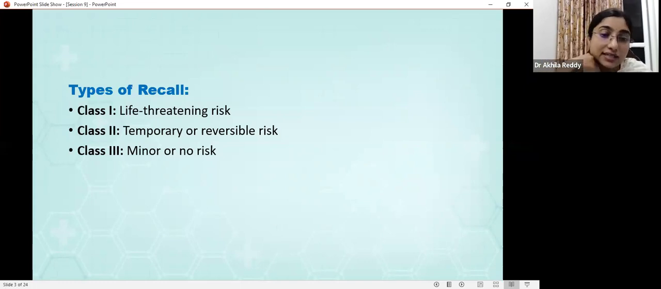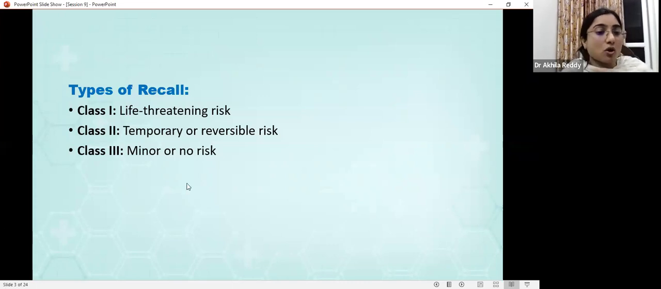So that is a minor risk, and that is not at all a risk. Alopecia is not at all a risk when the drug is working on the actual disease. The alopecia can be considered minor compared to the tumor it is treating. So it is considered as a class 3.